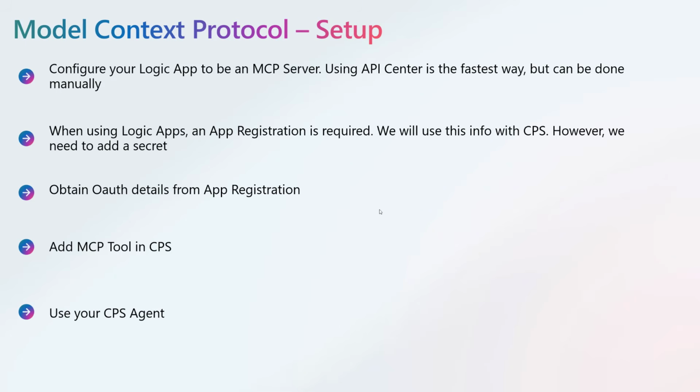Now what we'll do is we need to obtain some OAuth details from our app registration. These are the inputs that are going to be required when we add a tool in CPS. We'll go ahead and add the MCP server and tool in CPS, and then we'll go ahead and use it. So without further ado, let's go jump into Azure.